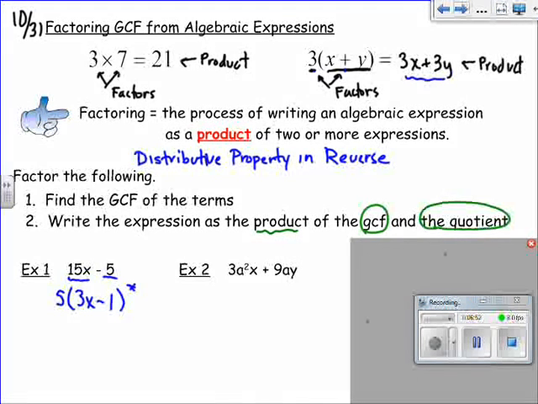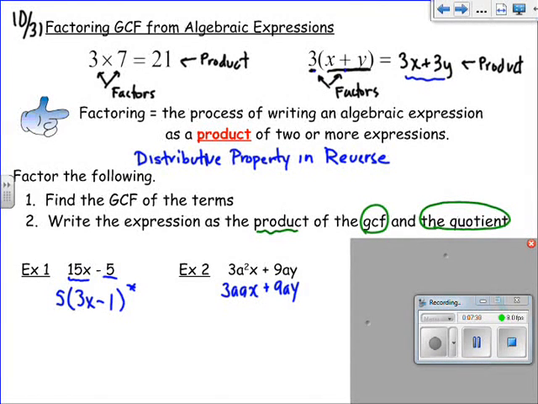A little bit more complicated looking. So here we have 3a squared x plus 9ay. In addition to having a numerical common factor, there can be a variable common factor, which is what we start to see here. First of all, I want you to think about what a squared means and write it out in its long factored form. So a squared means a times a. This would look like 3aax plus 9ay. Often that helps kids see all of the common factors that they can pull out here.